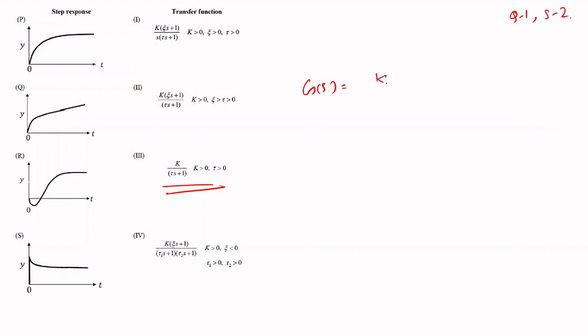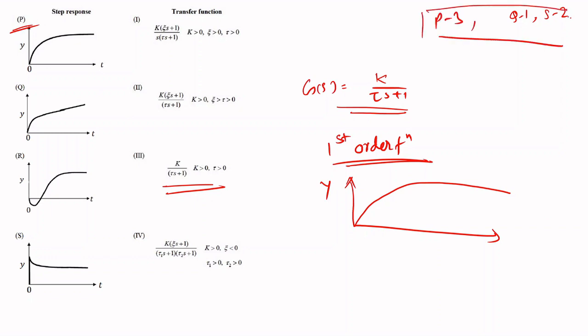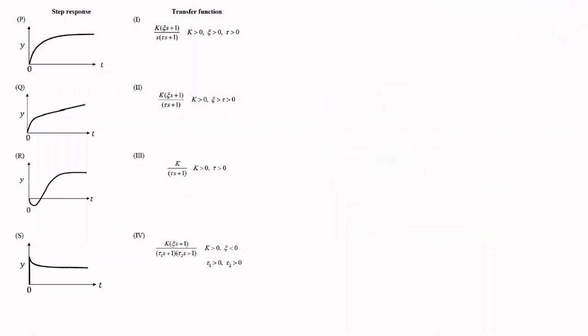And the third transfer function, that is g of s is equal to k upon tau s plus 1. Now we can remember that this is the first order transfer function. So for the first order transfer function, the response is given by such a kind of plot, and this plot matches this option P. So corresponding to P, we are having third option. Now let's just analyze this fourth option also. We don't need it for the final answer, but let's just understand it.